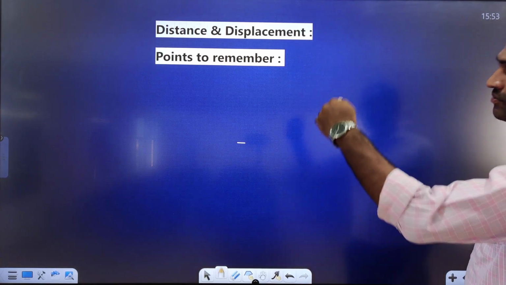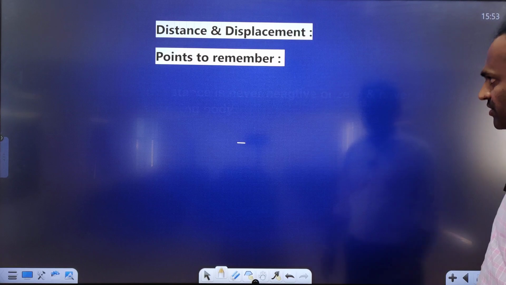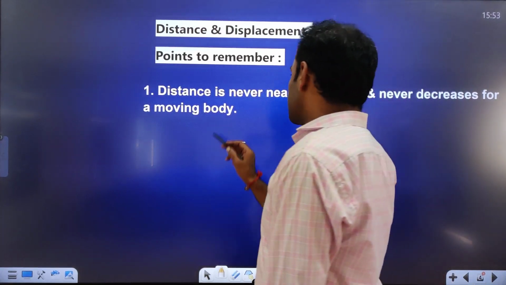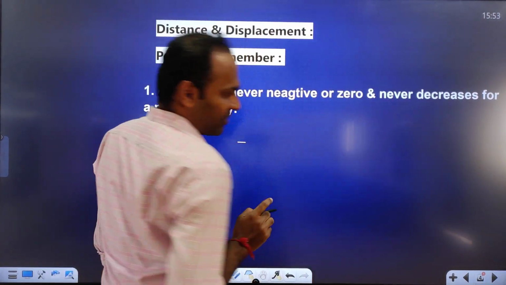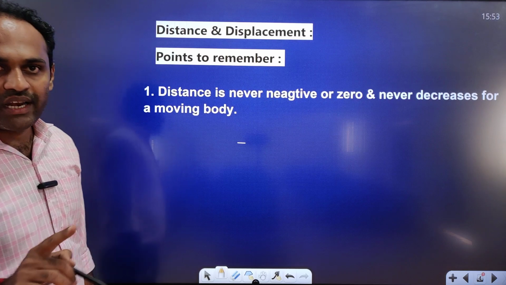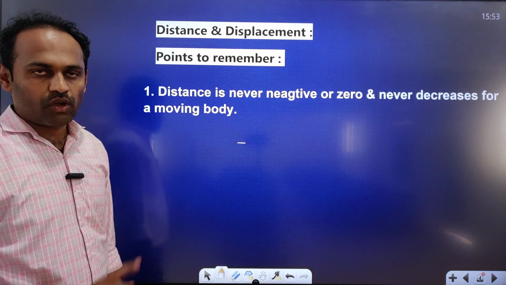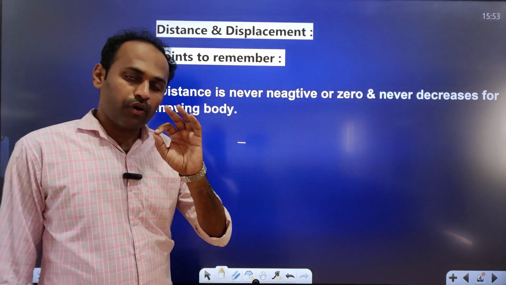Let me tell you some points which we have to remember regarding distance as well as displacement. The first thing is distance is never negative or zero. Distance is never negative, never zero. It is always positive, especially for a moving object.